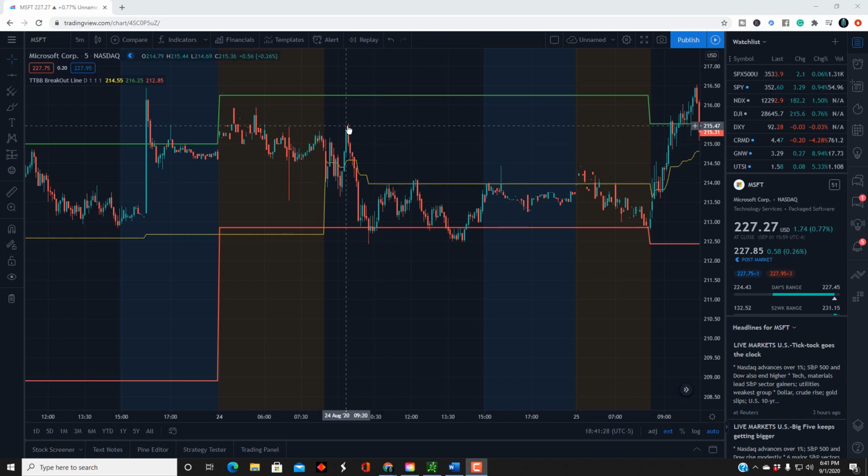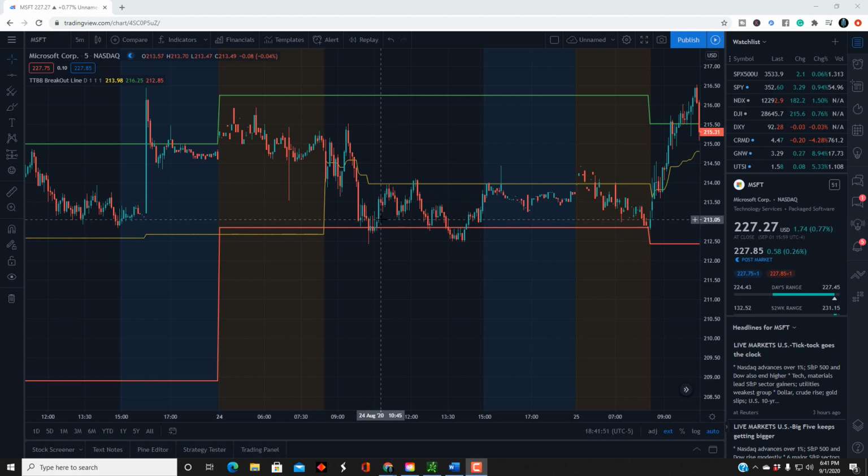What I like to do if I'm top ticking or bottom ticking: for instance, if I'm top ticking, I'll make my entries, and then I'll usually use that yellow line as a target price. Same thing with bottom ticking. Make my entries, and then I'll use that yellow line as a target price.